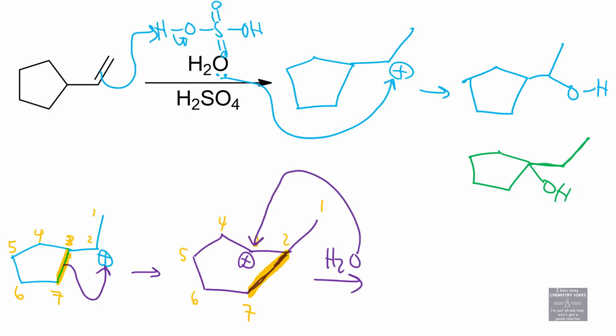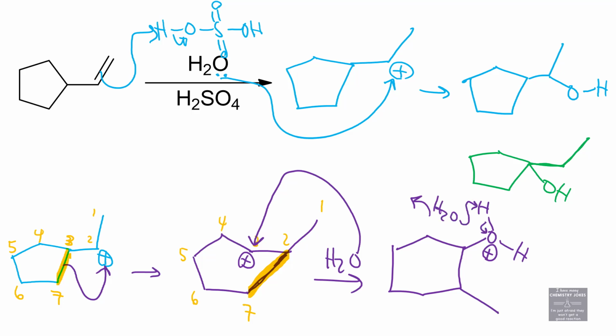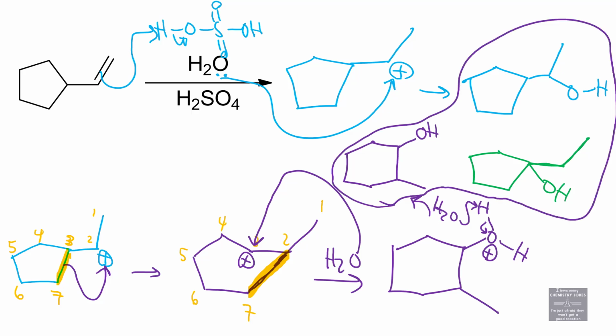If you haven't noticed already, this is just a standard 6-membered ring at this point, with a methyl on one carbon, and now a water has attacked on the neighboring carbon, and then a water cleans up the mess, and you're left with this. Those 3 products, purple, blue, and green, are your 3 constitutional isomers that this reaction forms.